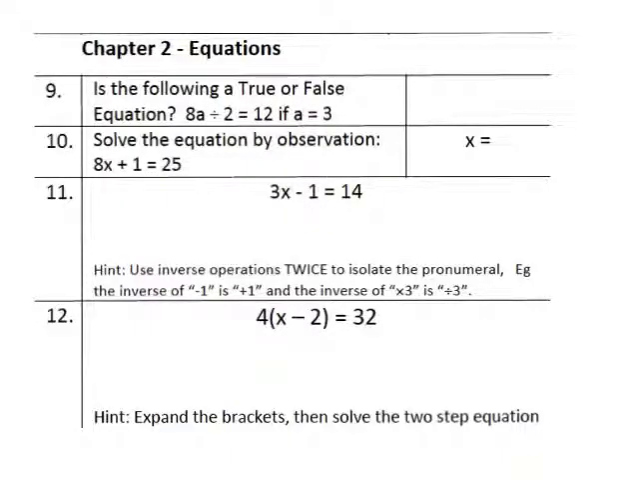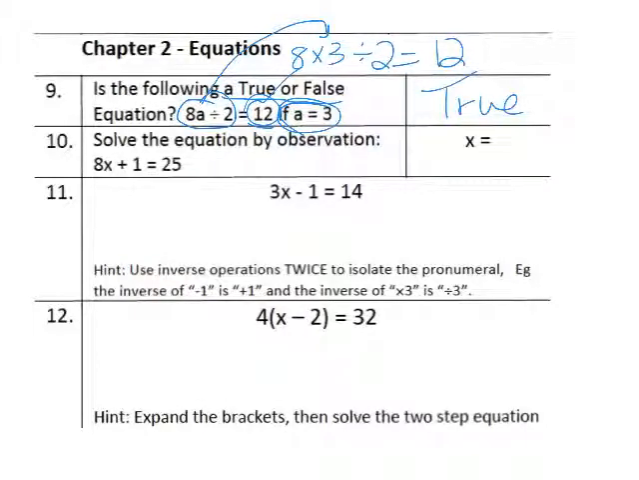Okay, we're up to the section on equations, and it says, is the following a true or false equation? 8a divided by 2 has to equal 12 if a is 3. So I want you to check, what's 8 times 3? So we've replaced that a with a 3. 8 times 3 is 24, and then we have to divide that by 2. And 24 divided by 2 equals 12, which happens to be the answer. So that's actually a true equation, so we're just going to write true.